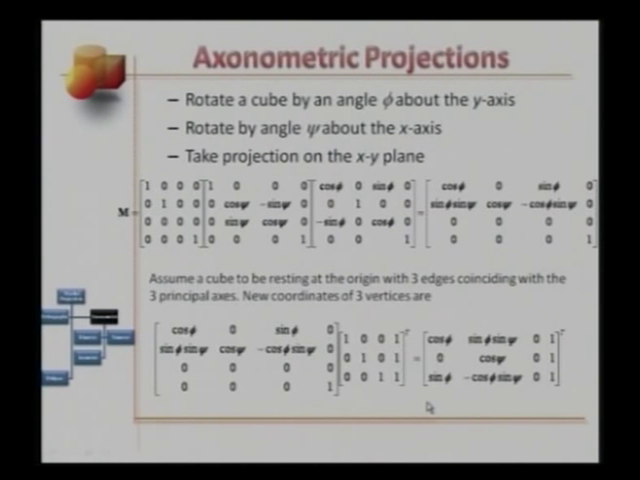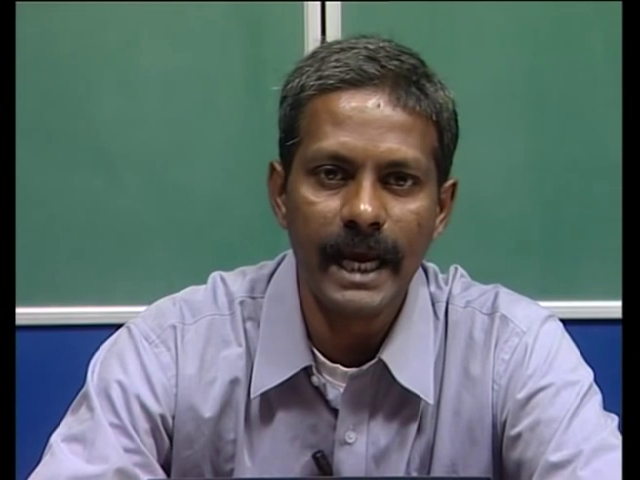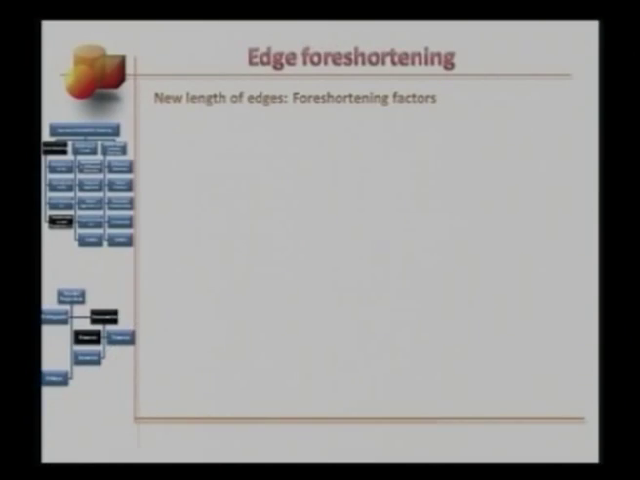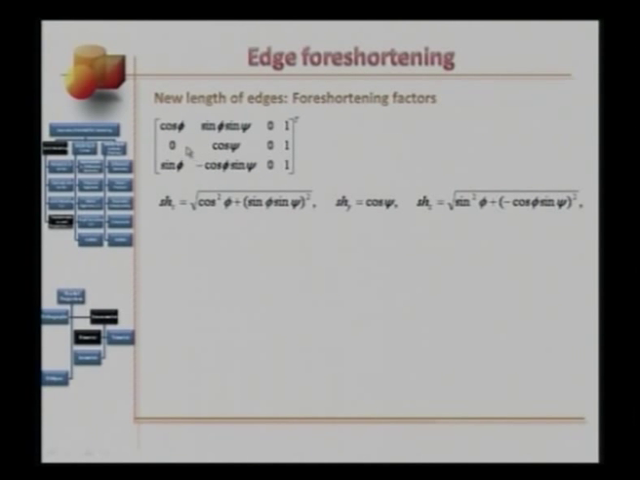Well, what would now be the lengths of those three edges of the cube? Let's see. We discussed this in edge foreshortening. The new lengths of those edges will be the square root of cosine squared phi plus sine squared phi times sine squared psi plus 0 squared. We know that from coordinate geometry. And since the original length of this edge was 1, the foreshortening factor SH sub x will be the new length over the original length, which is 1.